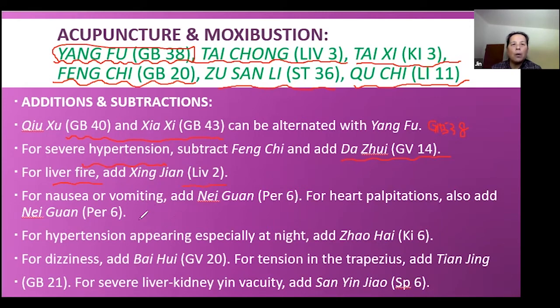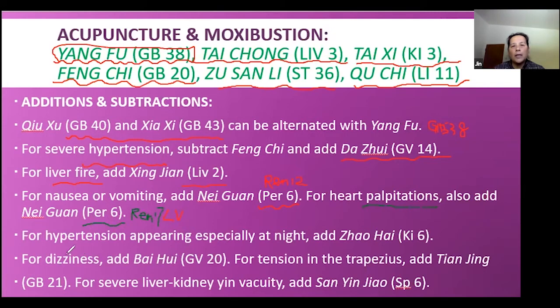Nausea, vomiting. We know a liver issue pretty easily attacks the middle jiao and causes middle jiao disorder. So in that case, the patient may have nausea, maybe vomiting. Then we can add PC6. And even Ren 12, good for regulating the middle jiao. Heart palpitation, we can add PC6, as we talked about before, and Ren 17. Always a good one.